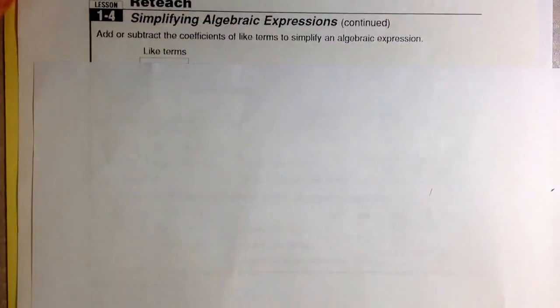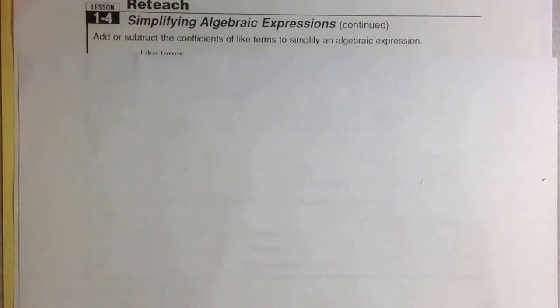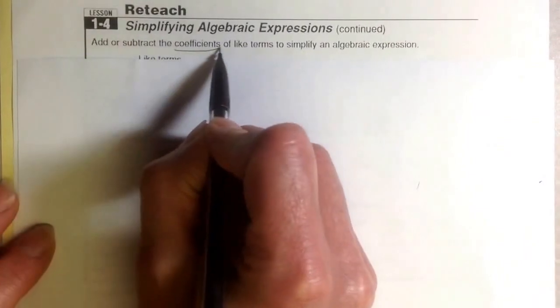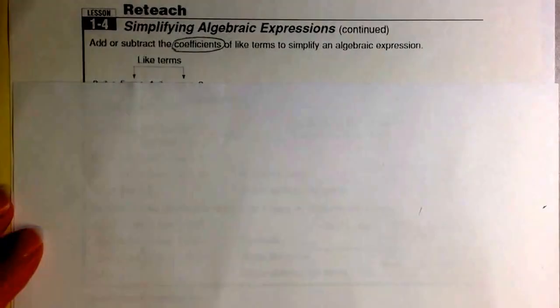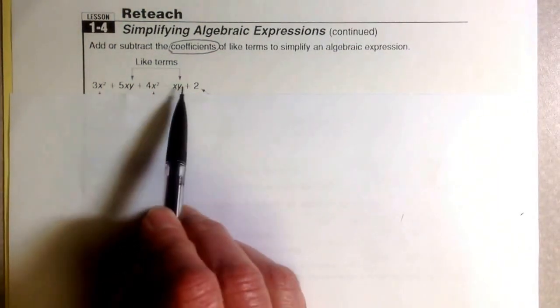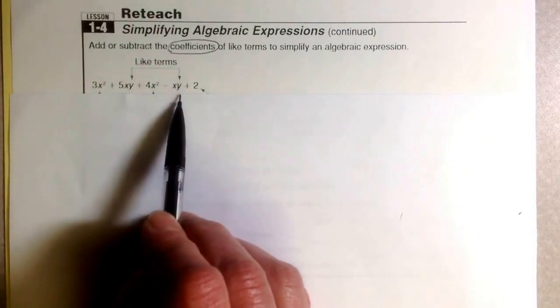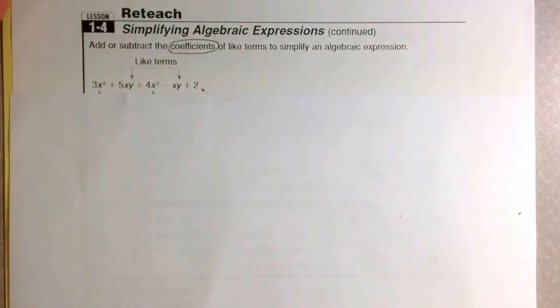And let's just go to the next page here. You're going to also add and subtract the coefficients. So just the coefficients, I'm going to circle that, of like terms to simplify an algebraic expression. Now, like terms have the same variables to the same power. So since this is x to the first power and this is y to the first power, x to the first power, y to the first power, those are like terms.